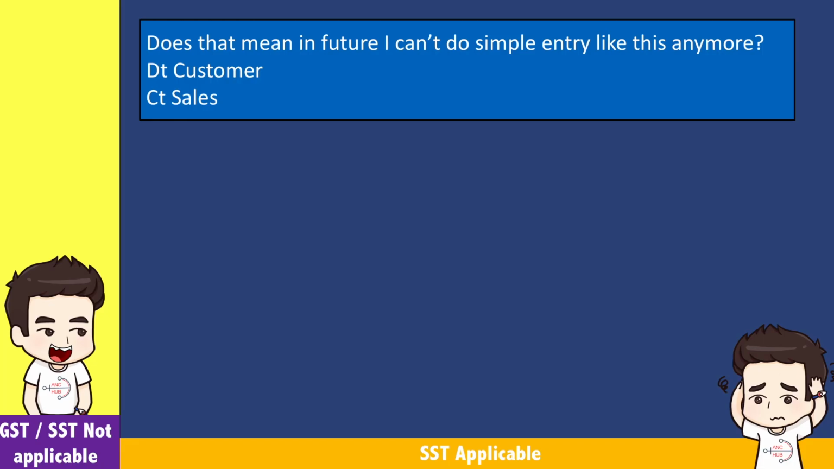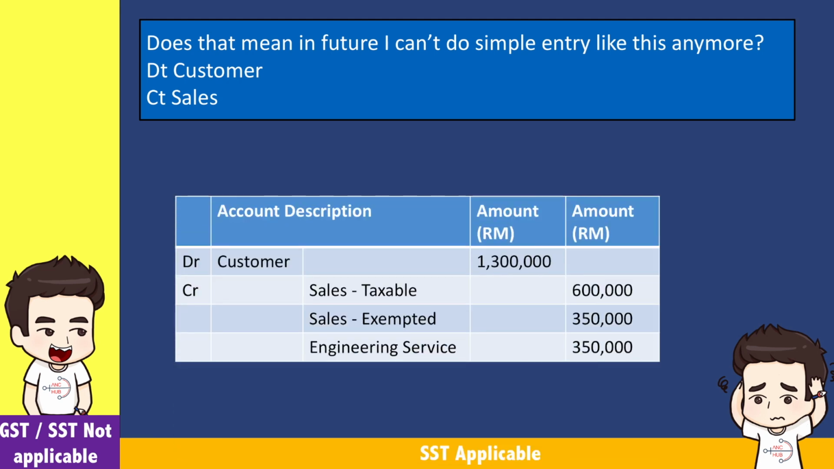Does that mean in future I can't do a simple entry like this anymore? Can I debit customer, credit sales, especially those within the GST era? I would say you have to fix your chart of accounts. Moving forward, you have to check which of your sales are taxable, which are exempted, and which are engineering services. You have to split them out in the chart of accounts.